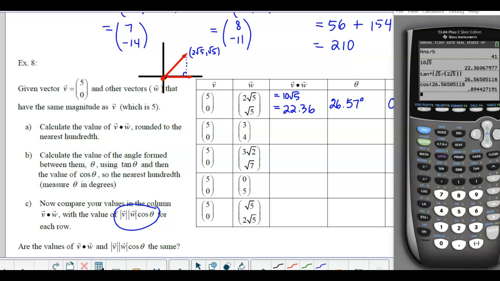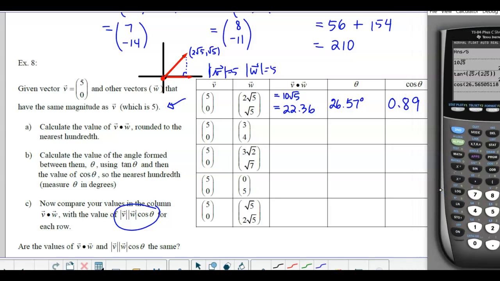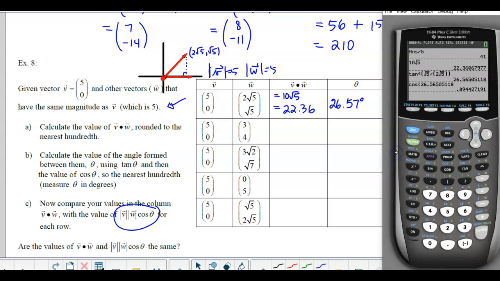Okay. Magnitude of v, well, we already know the magnitude of v is 5. And the magnitude of w is 5. That was given up here. We have the value of cos theta here. Multiply that then by 5 times 5, or 25. Notice what you get. You get the same value as the dot product.